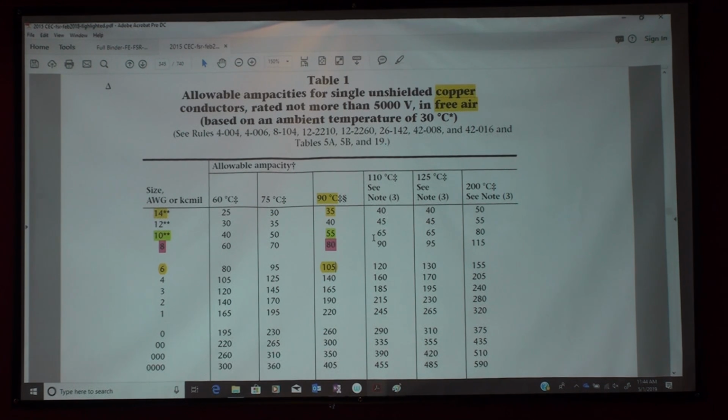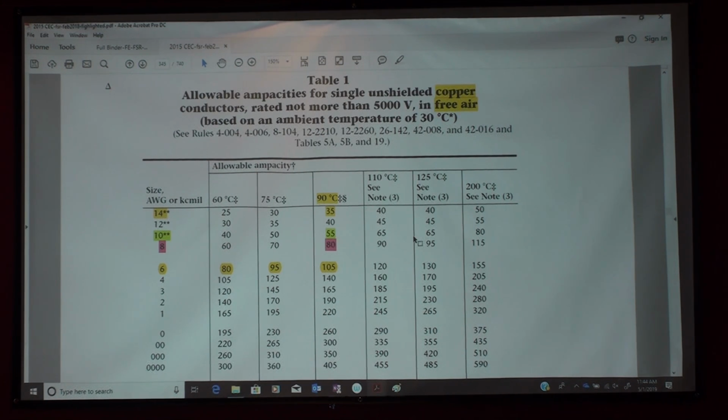If the conductor was 60 degrees C rated, the ampacity is 80 amps. If the conductor was 75 degrees C rated, the ampacity is 95 amps, and so forth. You're clear? Exam question. I am installing a number 6 wire in free air. It's copper. What's my ampacity? As simple as that. Your answer is 105 amps.